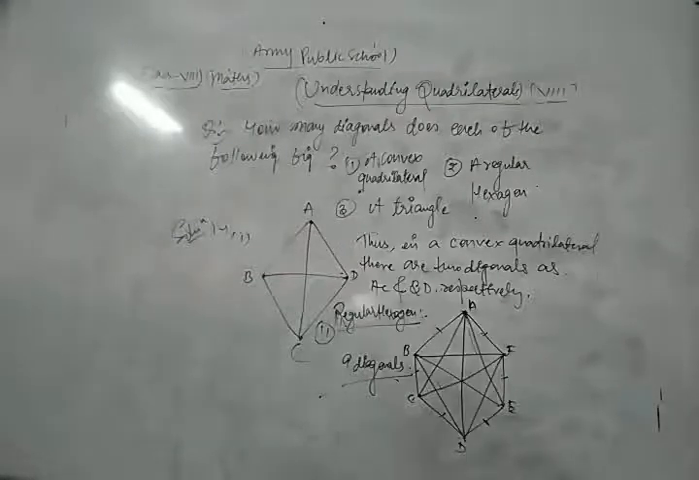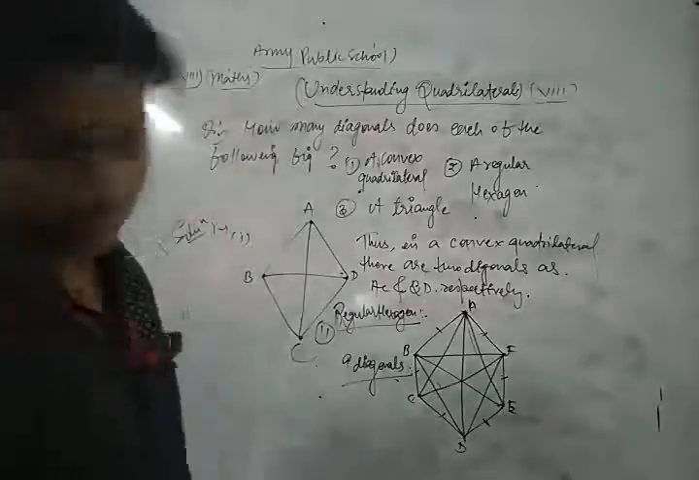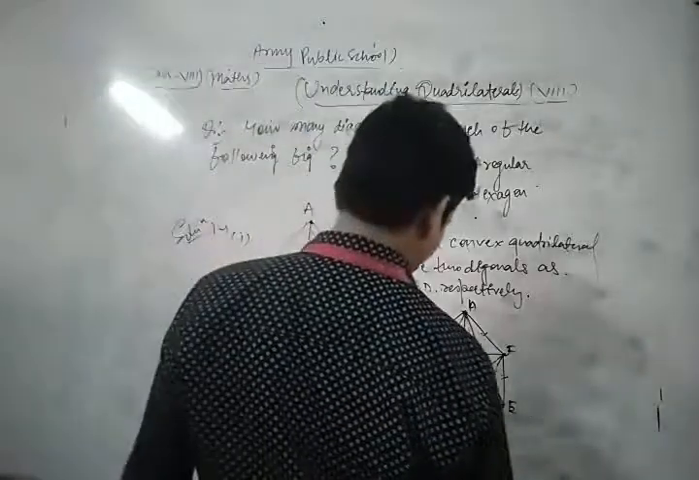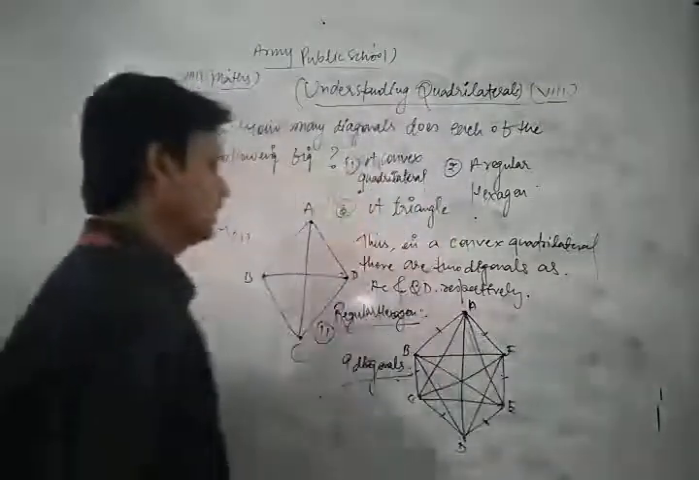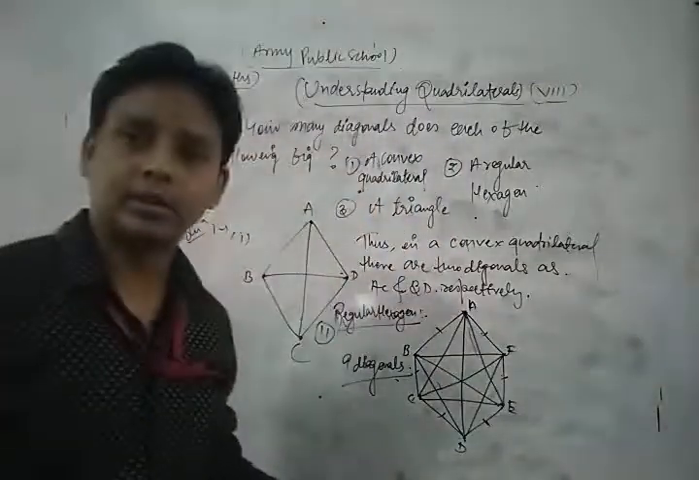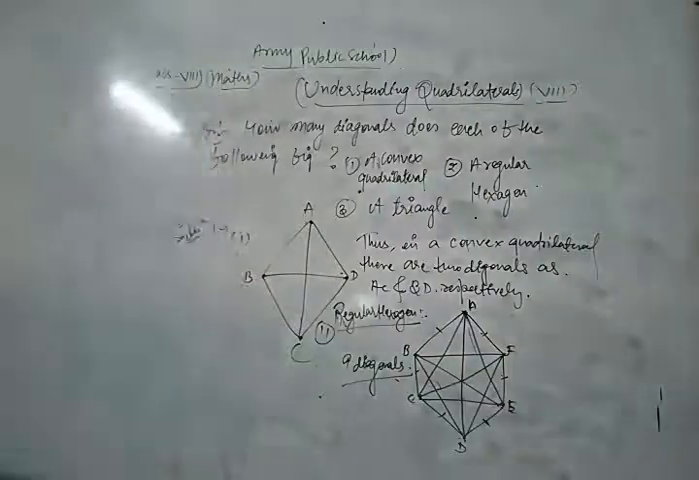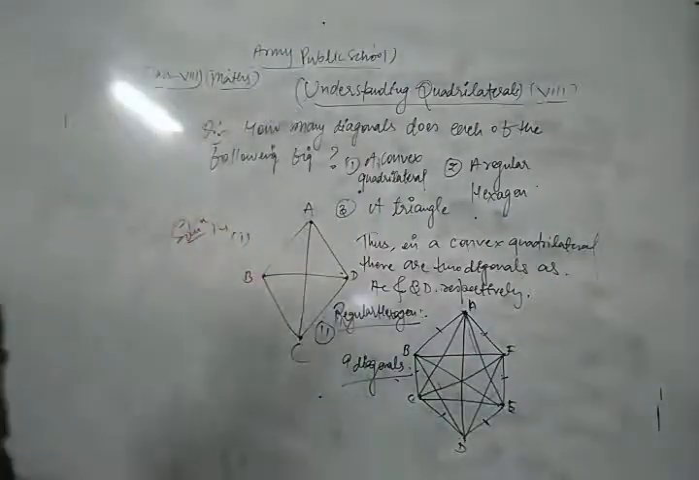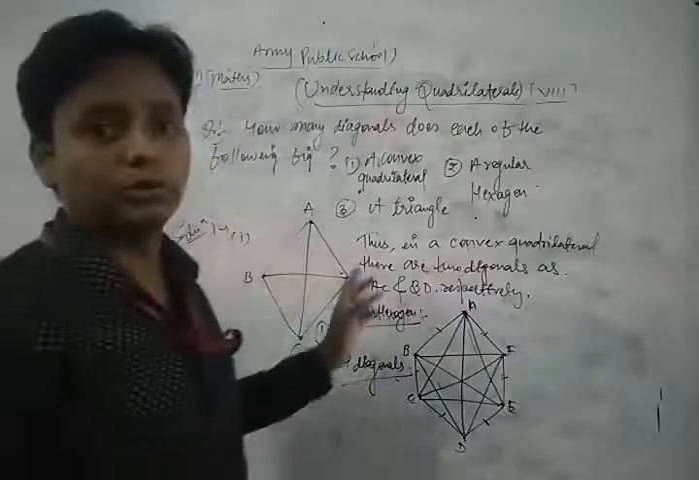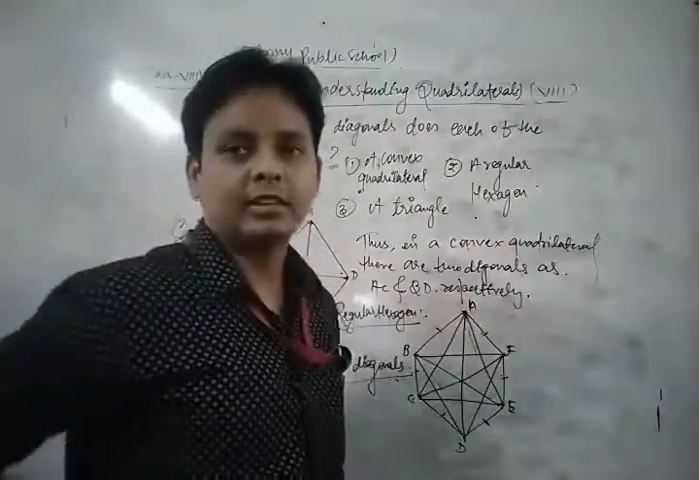Let's see regular hexagon. So there are 9 diagonals in a regular hexagon. This is a very important concept related to that figure. Now we are going to discuss the triangle. How many diagonals does a triangle contain?